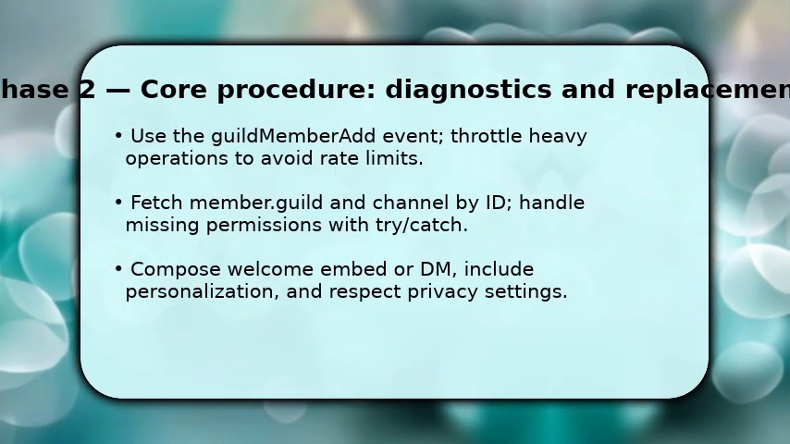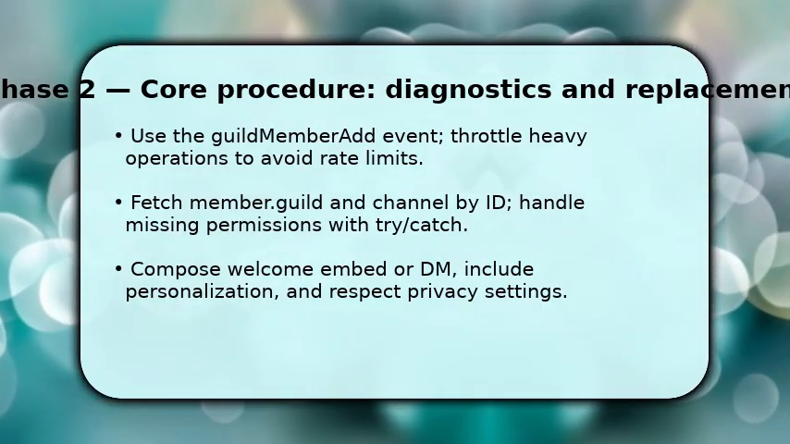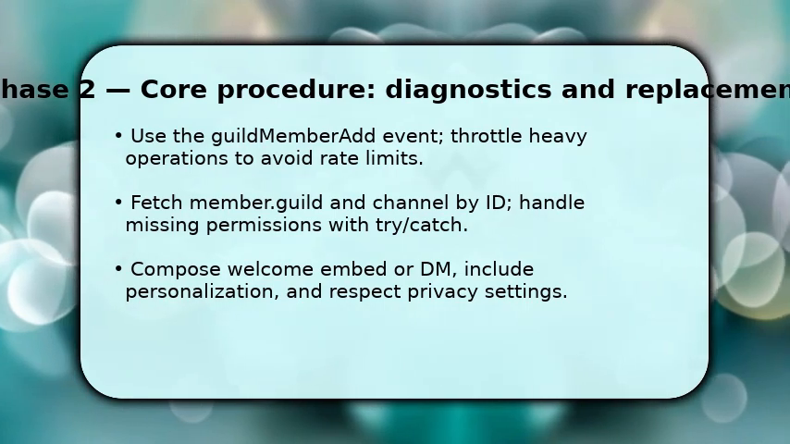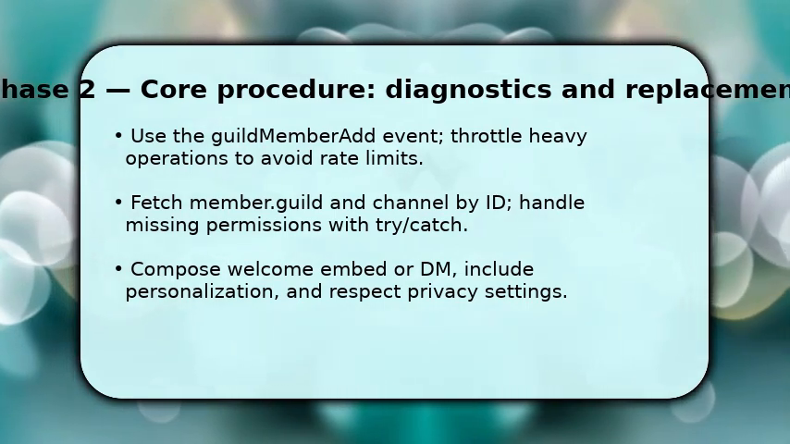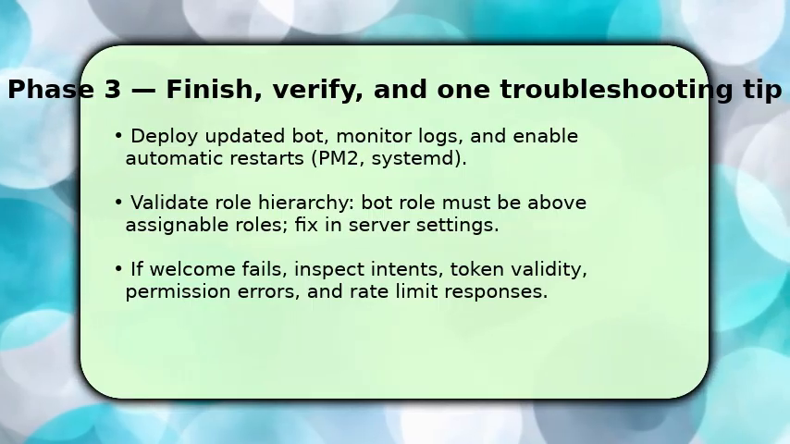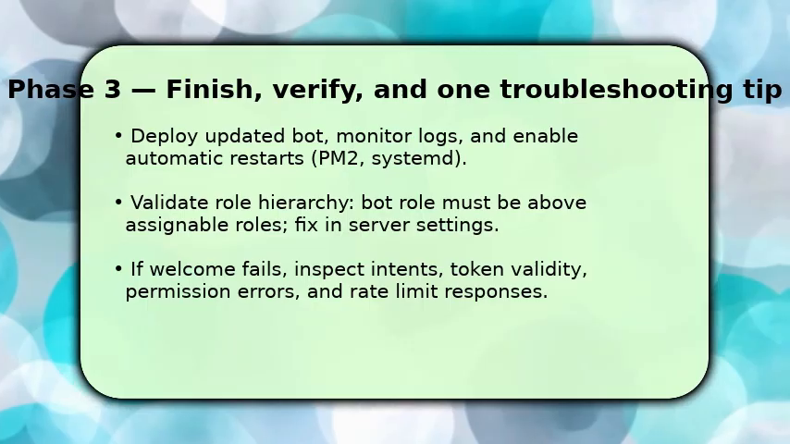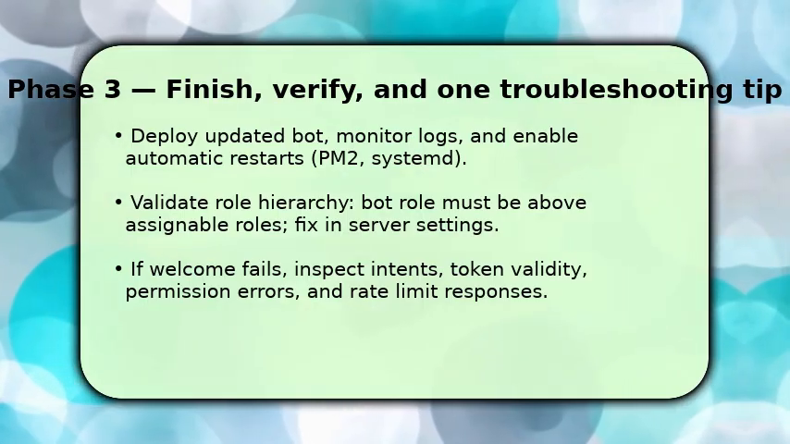Finally, run the bot locally and invite a test account to observe the exact flow, making adjustments as needed. Deploy your updated bot to the host and ensure it auto-restarts with PM2 or systemd so downtime is brief. Verify the bot's role sits above any roles it assigns. This common oversight blocks role changes.